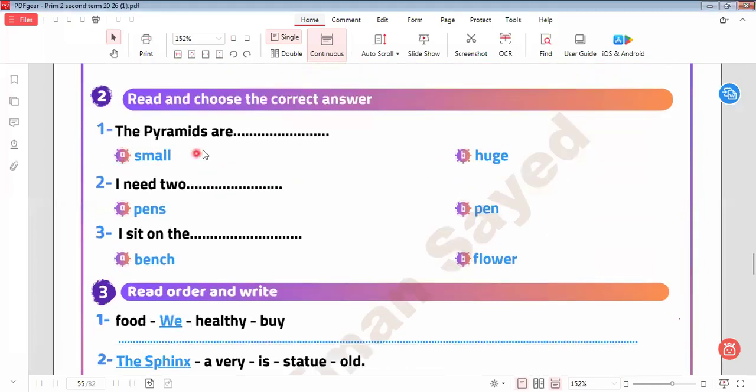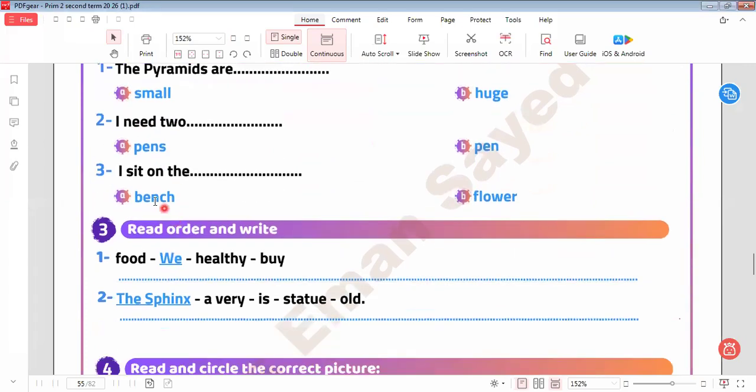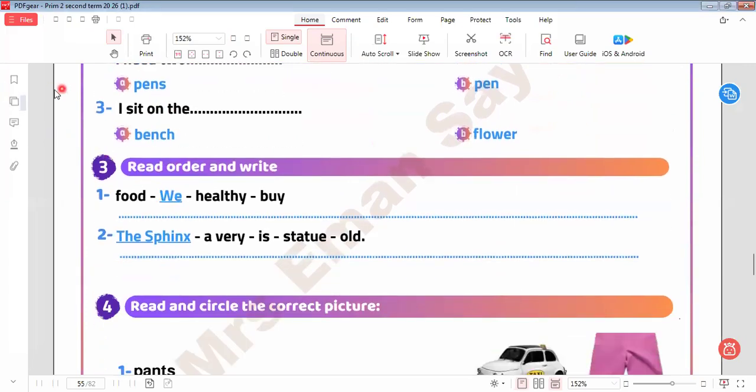Here we say, the pyramids are what? Are huge. I need 2 pins. Why pins? Because as we know that more than one, we're adding s to the noun. I sit on the pinch. Let's go to another one here.